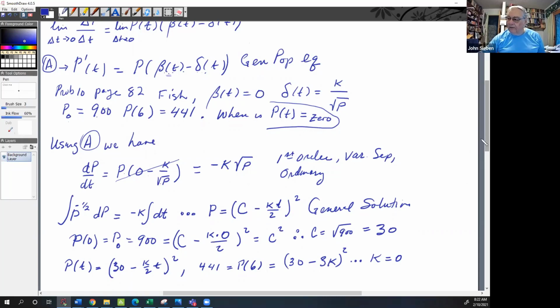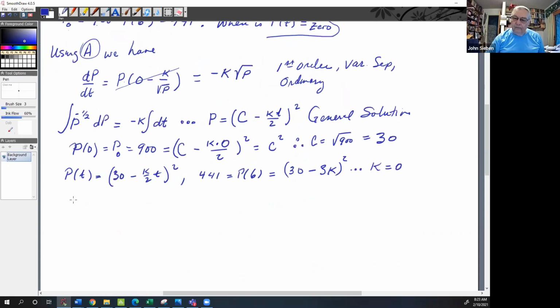So the solution to the differential equation in particular is P of T is equal to 30. Why did I write K equals 0? K would be 3, not 0. So our particular solution would be 30 minus 3/2 T, the quantity squared. All right, so this is the particular solution.